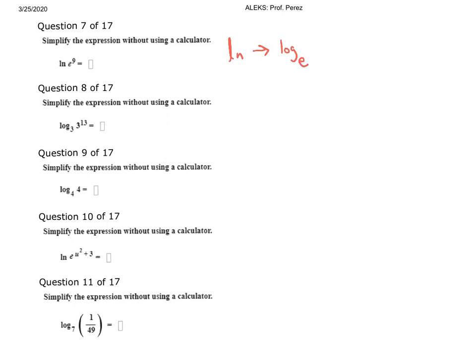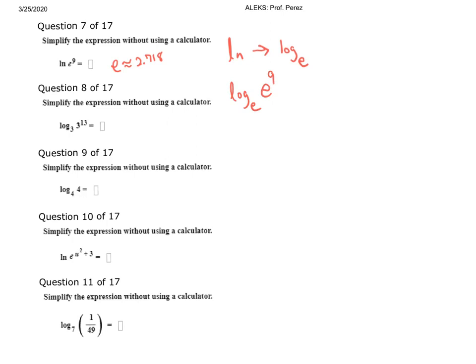And again, if you looked at previous homeworks, you learned that e is a special number. e is approximately 2.718. So, a very special number. Whenever you see ln, think of it as log base e. So now I'm going to rewrite this. This is really log base e of e to the 9th power.